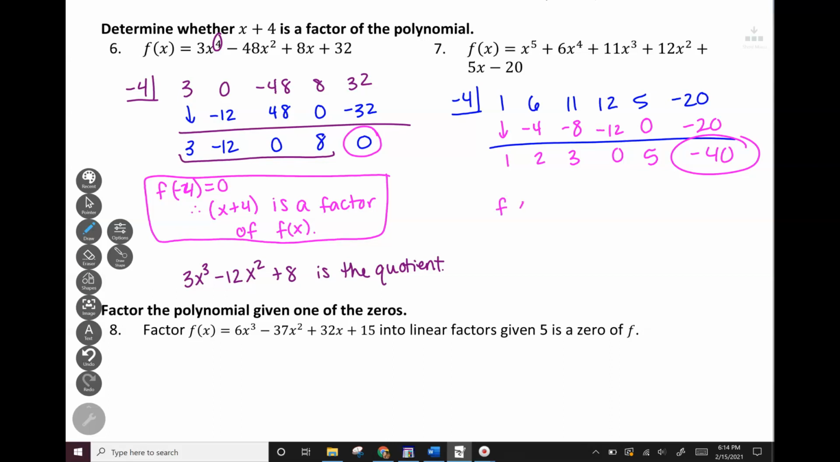Since f of -4 does not equal 0, because the remainder was -40, and we know the remainder is equal to f of -4, therefore x plus 4 is not a factor.